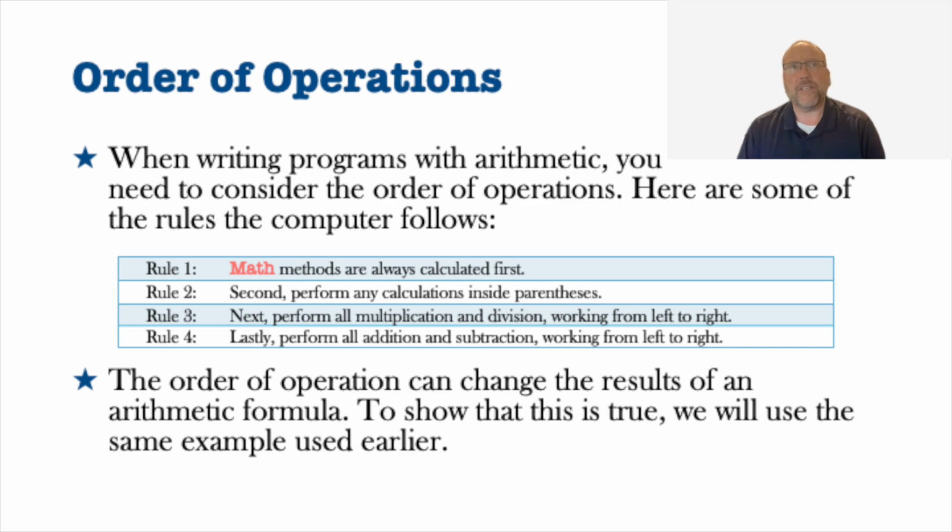Java comes with a set of math functions, or math methods, that can calculate things like square root and the power of an exponent. Java always calculates those things first in an equation. It then does anything that's within parentheses. It then performs all multiplication and division from left to right, and last, it performs all addition and subtraction from left to right.